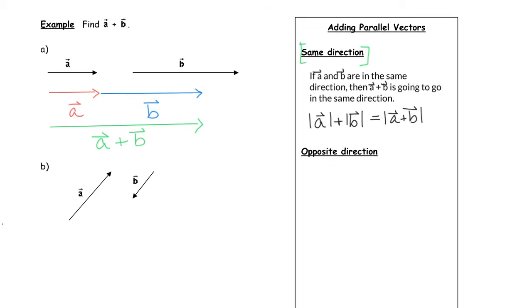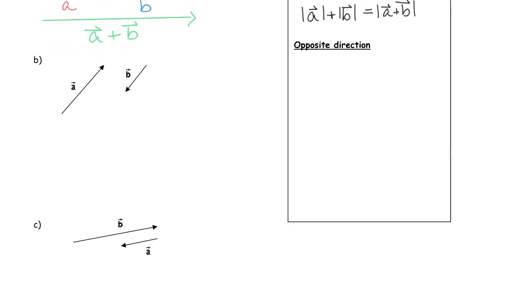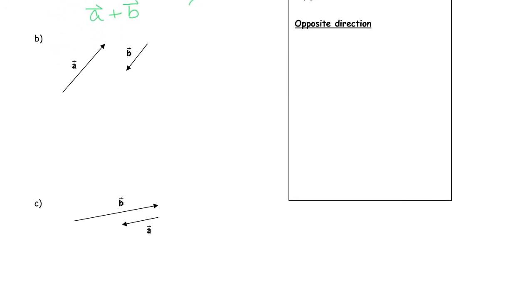Now let's take a look at vectors going in the opposite direction to each other. So still parallel vectors, but in the opposite direction. You can see that A is going in this direction and B is parallel but going in the opposite direction. I'm going to start by drawing my vector A, and then using tip to tail, I'm going to add B kind of on top of vector A.